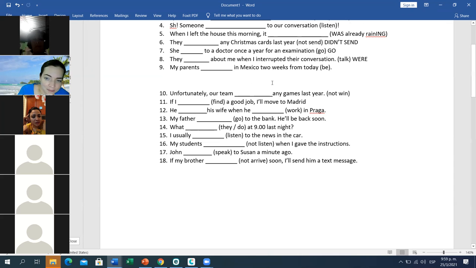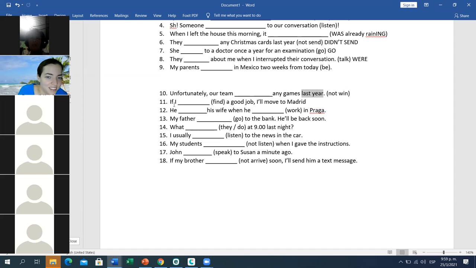Because it's the past and did is the auxiliary. Excellent, because it's in the past. And the verb is in the base form. Excellent. Did not or didn't win. Excellent. ¿Quién me ayuda con esta? A ver si quiero ver qué le hacen. If I find a good job, I will move to Madrid. Excellent. Very good because it's irregular.